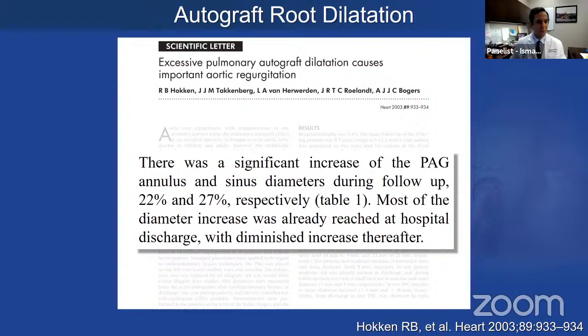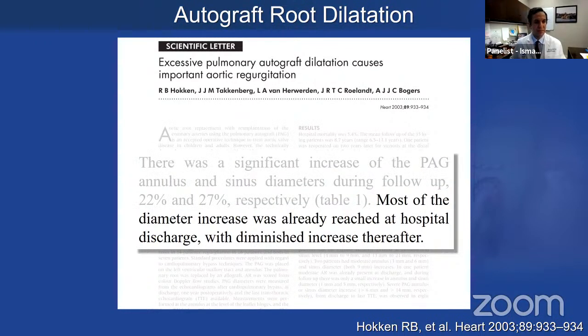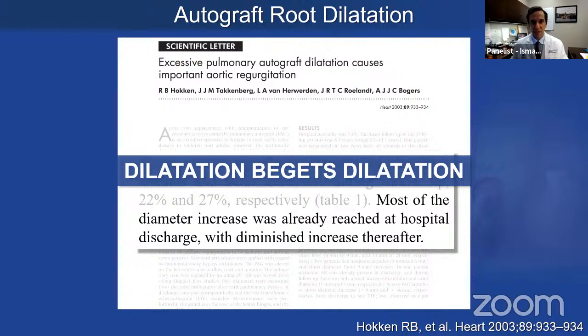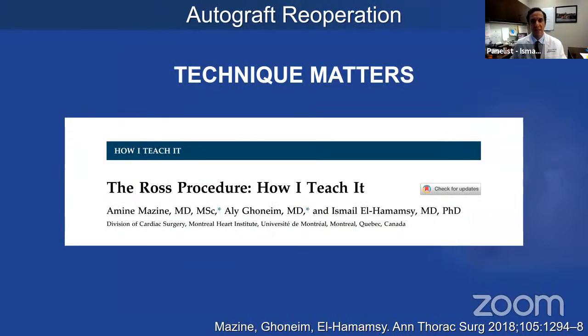What they noticed was that most of the diameter increase was already reached at hospital discharge, with diminished increase thereafter. In other words, within a week of surgery, the autograft had already dilated quite a lot, and that got more dilatation to go. So the first lesson is that early dilatation begets dilatation and requires reoperation in the long term. But the second point is that technique really matters when it comes to the Ross procedure.